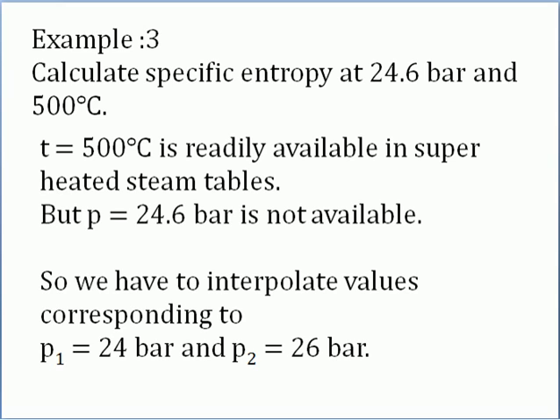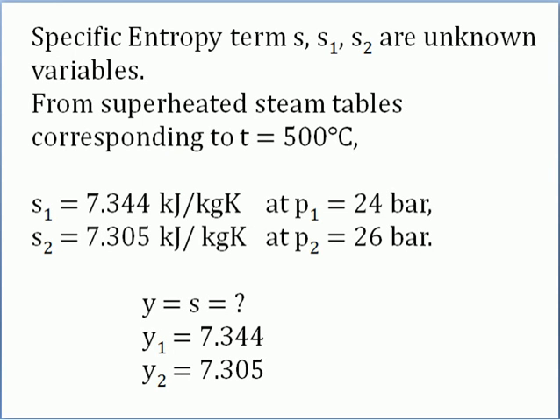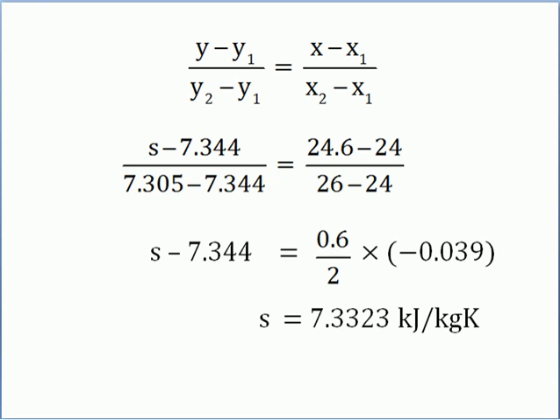So we have to interpolate the values corresponding to the lower pressure 24 bar and the higher pressure 26 bar. Now the pressure terms are known variables, hence we have the x, x1 and x2. The specific entropy terms S, S1, S2 are unknown variables. From superheated steam tables corresponding to 500 degrees Celsius, we can take the specific entropy terms corresponding to the lower pressure 24 bar and the higher pressure 26 bar. Now we have Y1 and Y2 too. What we have to find is Y.